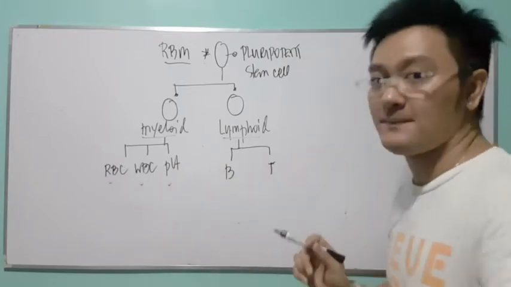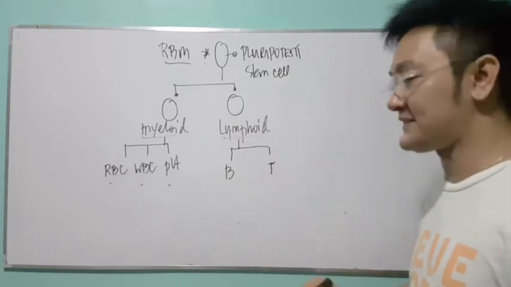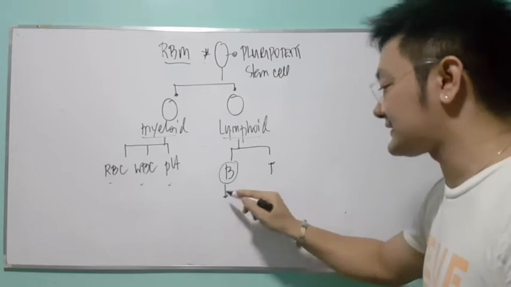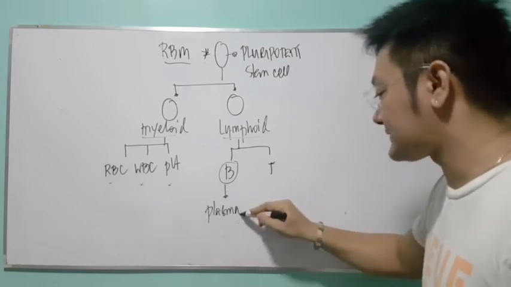So let's focus here on your B lymphocytes and your T lymphocytes. Let's start with your B lymphocytes. Your B lymphocytes will transform into what we call plasma.